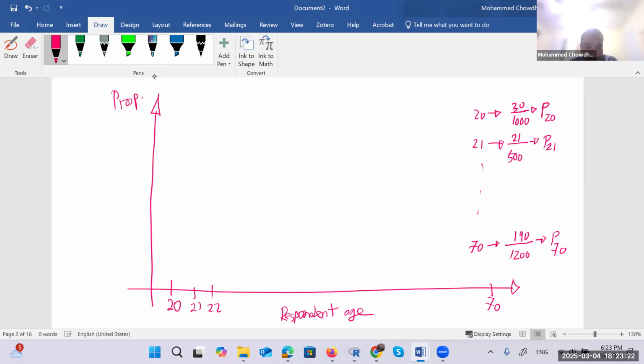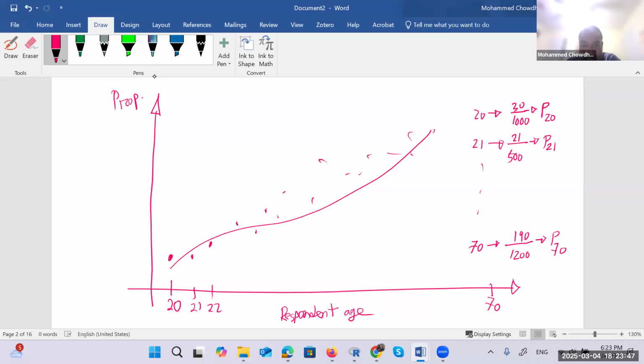And at age 20, you got a proportion here, and here, and here. The proportion of hypertension you get this way. And then you will construct a curve for this. Suppose this is the entire curve for the entire population.